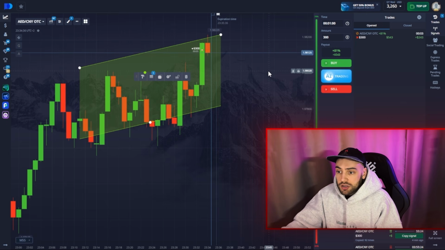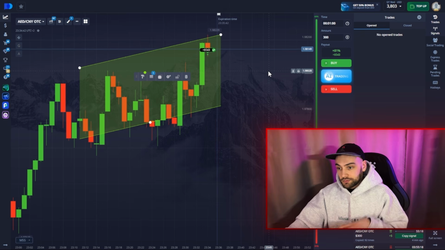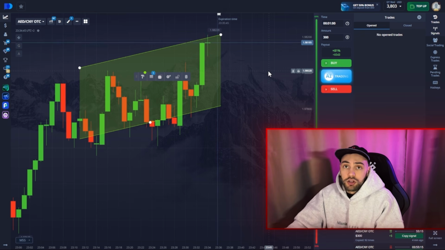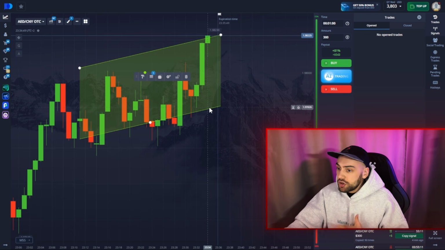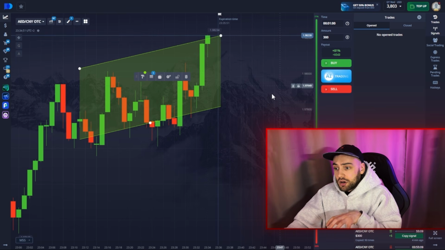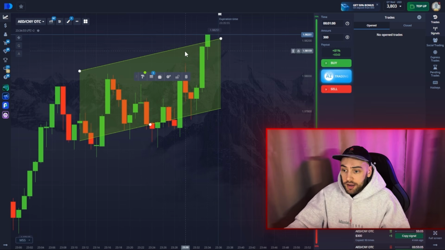That is what we talked about. It approached the boundary. There's a breakout, exactly what we needed. Excellent. A long candle forms and we closed in profit. Great. So as you can see, the strategy works. It's all simple. Approach the upper boundary, open a sell. Approach the lower boundary, open a buy.